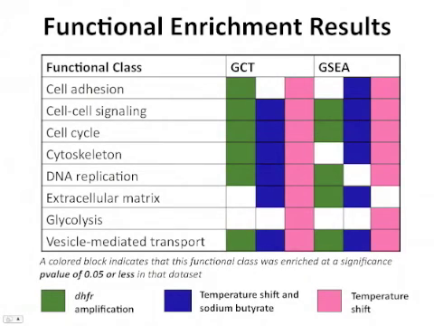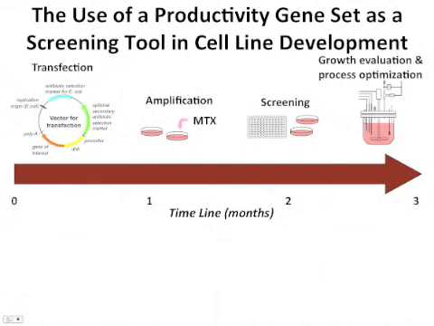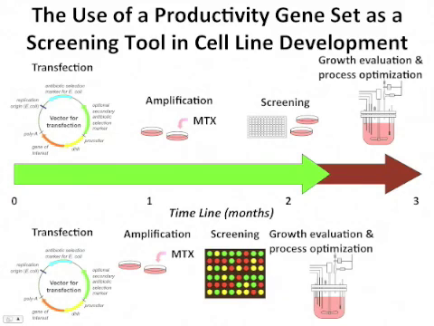as vesicle-mediated transport. Now, armed with this knowledge, we can think of a way where microarrays could be used as a screening tool in the process of cell line development. If we can use transcriptome analysis to screen and identify high-producing clones earlier in the cell line development process, then we can shorten the timelines to go from transfection to production cell line.